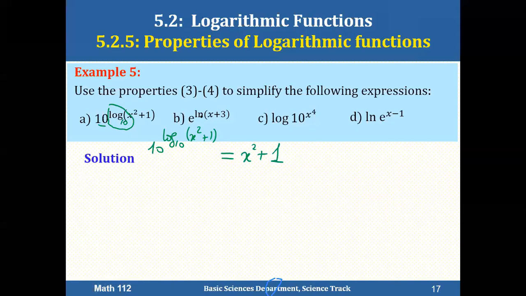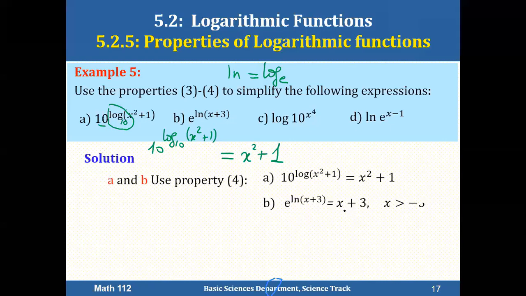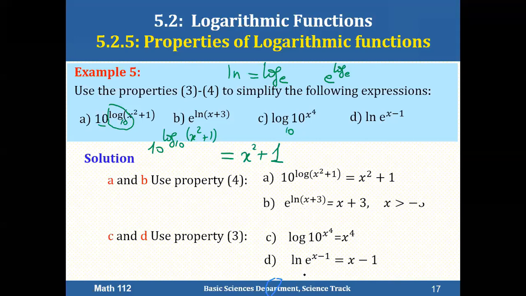This is e to the ln. What did we say about ln? It is log base e. So this is directly x plus 3, because we will have e to the log e, and e to the log e is the identity. Okay, log base 10 of 10 to the x4 is the same, it gives us the identity x4. ln of e to the power is the same. If we compose them we get the identity, so directly x minus 1.